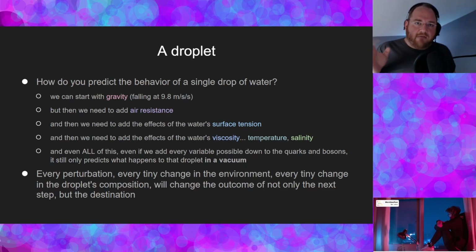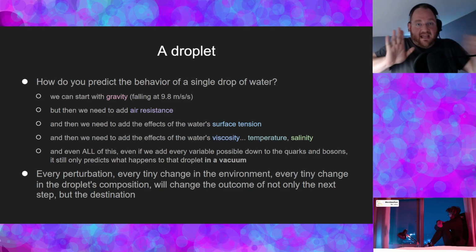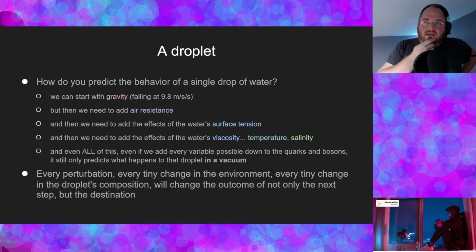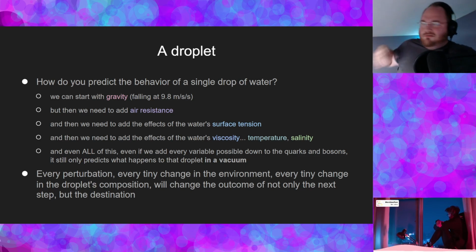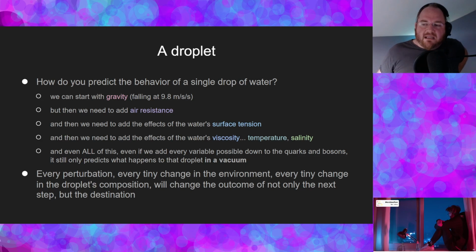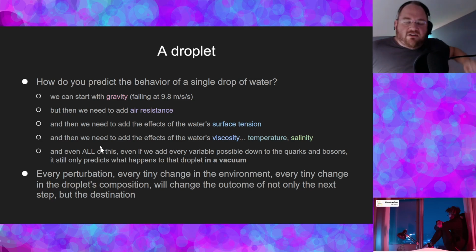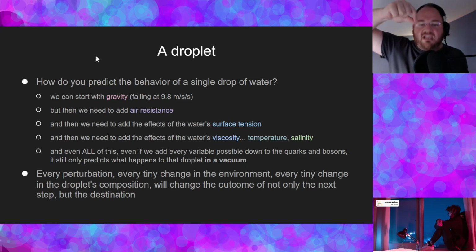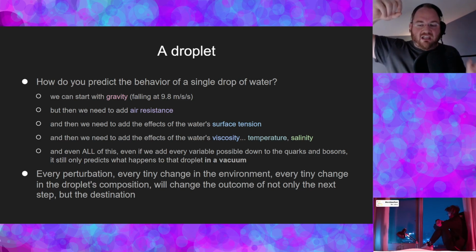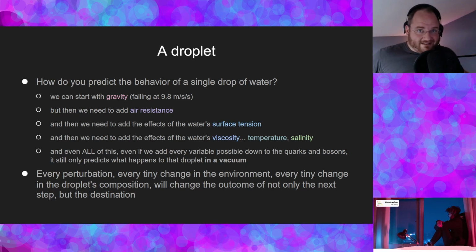These are equations that have no middle state. There is no step-by-step. It is just, if I want to know where the droplet will be in an hour, I solve the equation and just know the answer. Here's the trick. Every perturbation, every tiny change in the environment that this water droplet encounters is going to change how the droplet behaves. It's going to change the outcome. It's not just going to change the next step, but it's also going to change the entire destination.